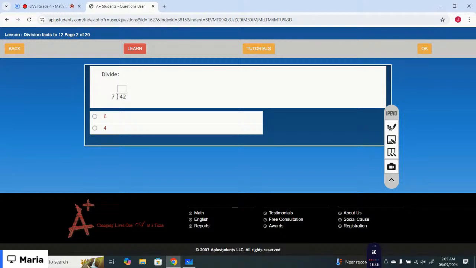Okay, you have to count 7 until 42. So which is the correct option? 7 times what number is 42? 7 times 6 is 42, right? When you count 7 to 42, 7 times 6 is 42. So the correct option is 6. Option number 1 is the correct option.